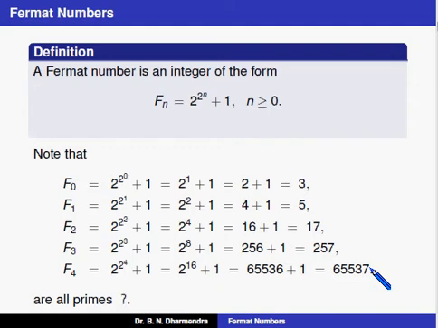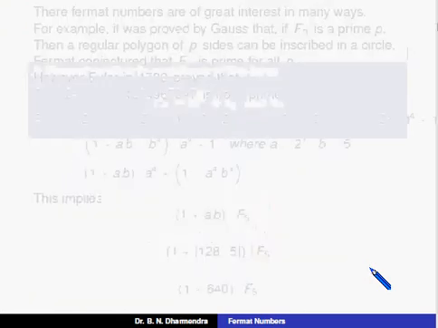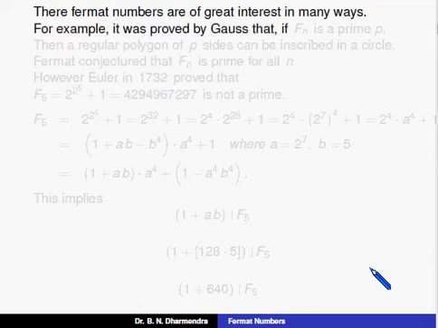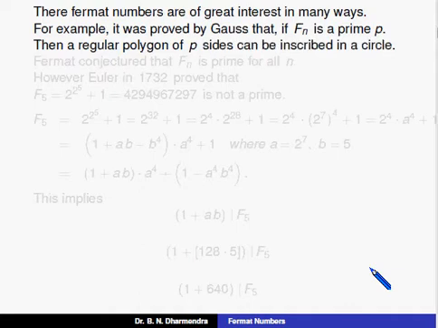But the question is: is every Fermat number a prime number, or are all Fermat numbers prime numbers? So the question is like that. Fermat numbers are of great interest in many ways. For example, it was proved by Gauss that if Fn is a prime P, then a regular polygon of P sides can be inscribed in a circle. Okay, inscribed in a circle. Fermat conjectured that Fn is a prime for all n.